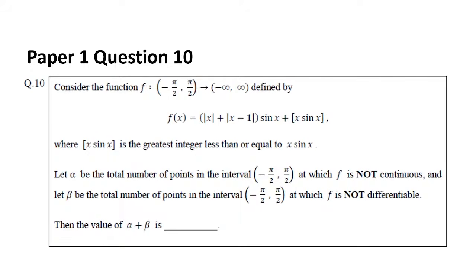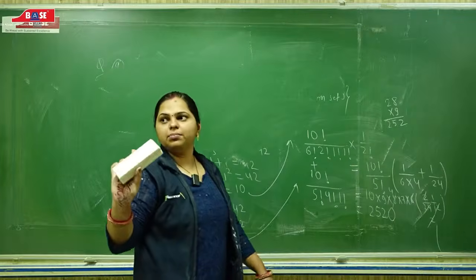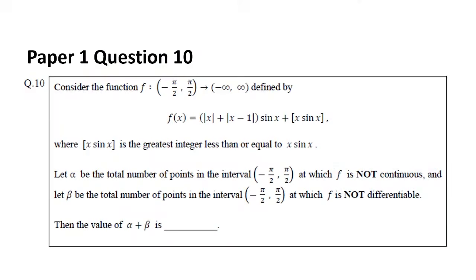Now next part, if you see the question, there are two parts for this. One part, you have to find the alpha. What is the alpha, everyone? Total number of points in this interval where this f is not continuous, right? And what is my beta? Beta will be all those points in the interval where f is not differentiable. So I need to find out this alpha plus beta, right? So please look at that question, everyone. So just show me that question once. I'll just write the function.